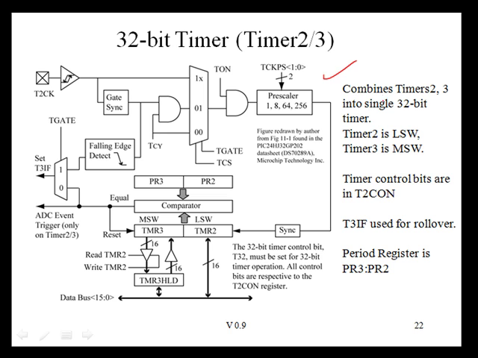This diagram shows how timers 2 and 3 are combined into a single 32-bit timer. Timer 3 is going to be the most significant word. Timer 2 is going to be the least significant word. The period register will be the concatenation of PR3 and PR2. To configure this for a 32-bit timer, you have to write bits in the timer 2 configuration register, and the special bit T32 in this register must be set to a 1. For detecting rollover, the timer 3 interrupt flag is used for that purpose. For more details on how the 32-bit mode works, please see the book example on this topic.